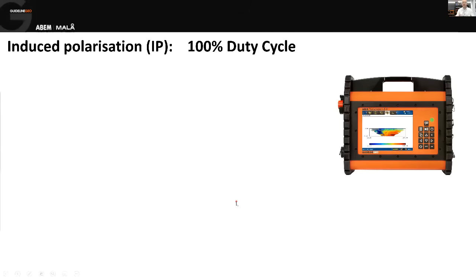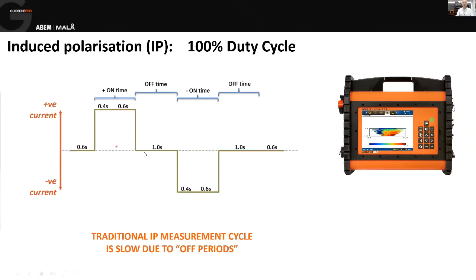There is a downside to IP, and that was that traditionally it was quite a slow method because all of our measurement cycles had to have these off periods, and the current needed to be switched off for at least as long as the current was switched on. So in a normal resistivity measurement, we don't switch the current off at all. We just swap it from positive to negative, forwards and backwards all the time. So much, much faster to just collect resistivity data. IP could take longer time.